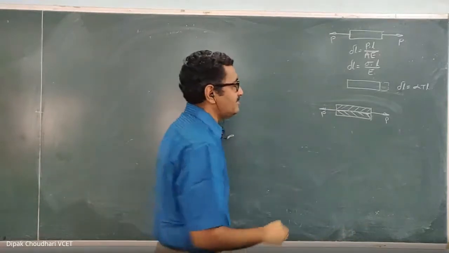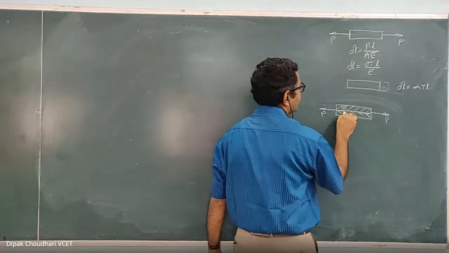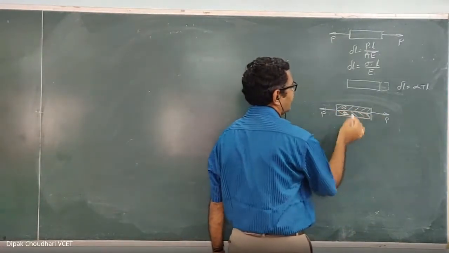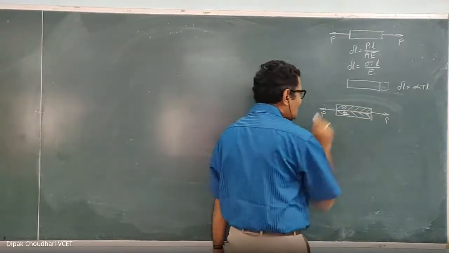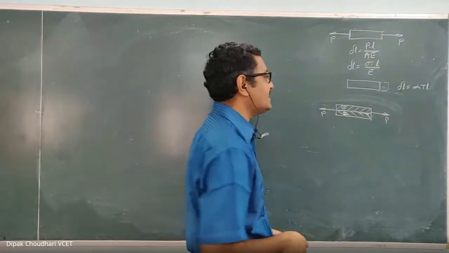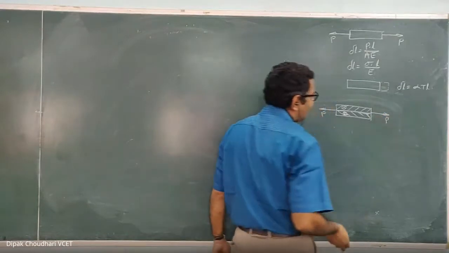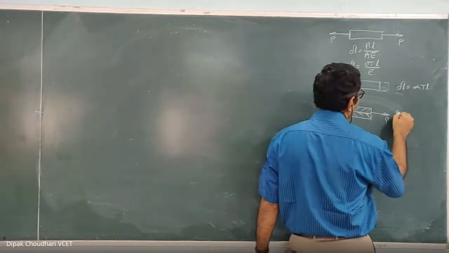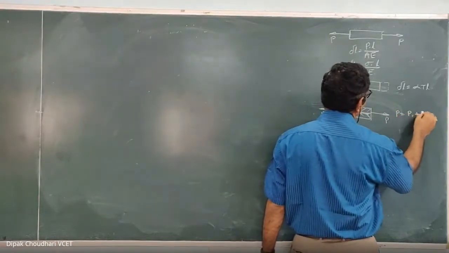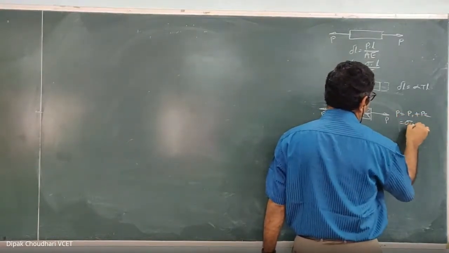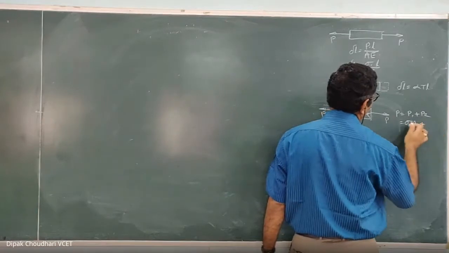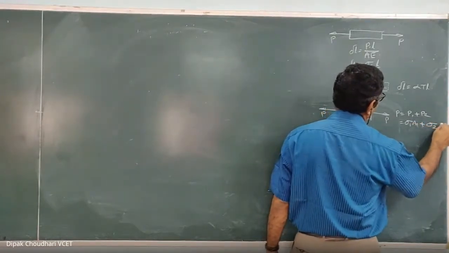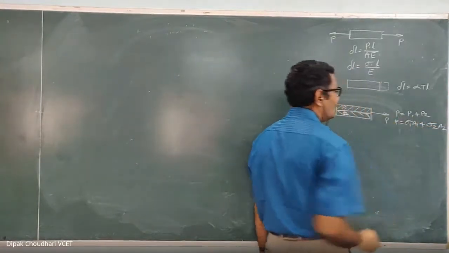When two different materials are rigidly connected, which are subjected to some axial force, like this is material 1, this is material 2, then how to calculate the stresses? In that one, the concept was that the load which is applied is shared in the two different materials, and we have written the load sharing relation P equal to P1 plus P2, which can be written in terms of stresses as sigma 1 A1 plus sigma 2 into A2. This is the load sharing relation.